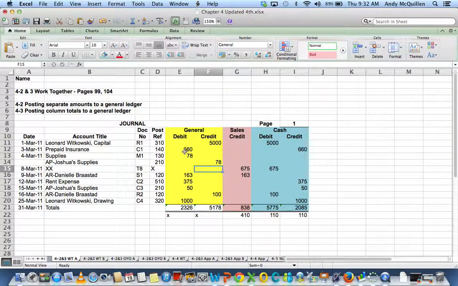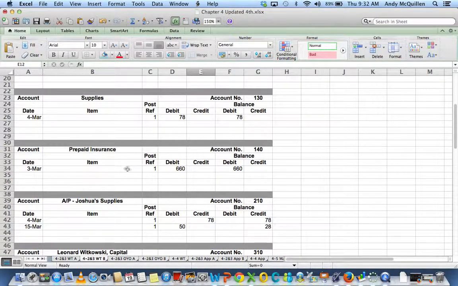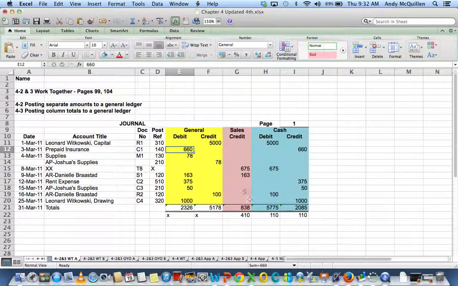The next thing is prepaid insurance. We debited on March 3rd $660. So we go up to prepaid insurance, March 3rd, post reference 1, debit 660, balance debit 660. Supplies on March 4th is debited 78. And again, this is done for you, but you need to put the account number in the post reference column. So Leonard Witkowski was 310, prepaid insurance is 140.